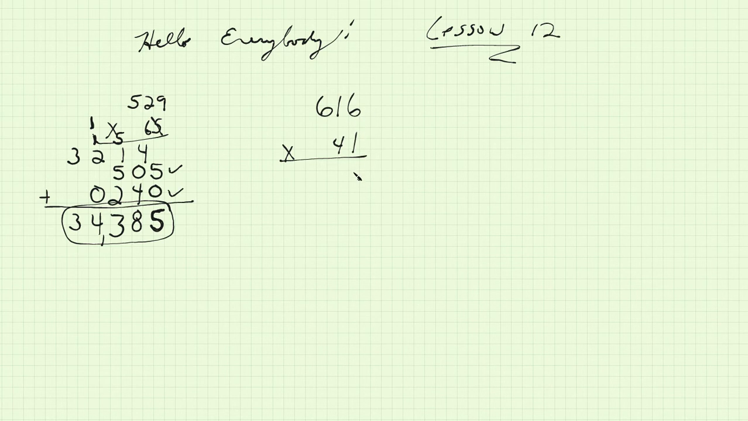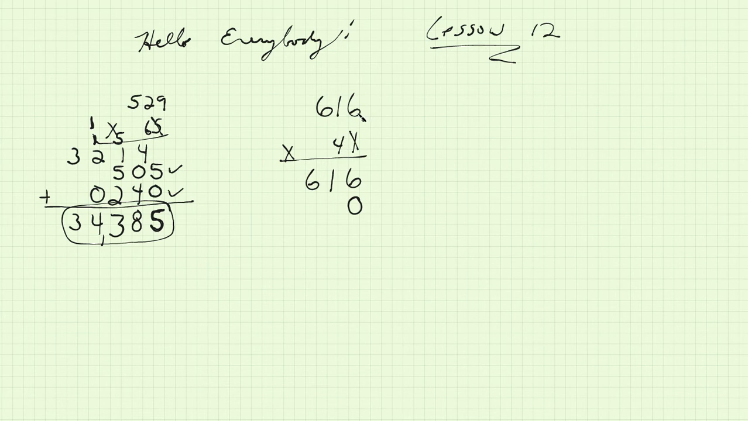1 times 6 is 6. 1 times 1 is 1. 1 times 6 is 6. And that makes sense because 616 times 1 is 616, right? We knew that. But I'm done with the 1 now. Now I'm going to go to the 40 times 6. But I don't want to do 40 times 6. It'll make my head hurt. So instead, I'm just going to put a 0 there. And now I can just call it 4 times 6.